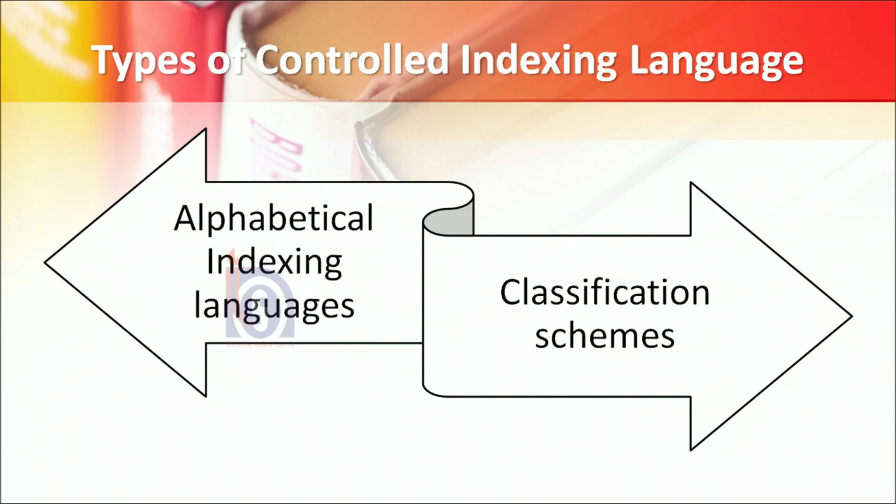Now we will discuss the types of controlled indexing languages. Basically we have two types of controlled indexing languages. One is the alphabetical indexing language, and the second one is the classification scheme. In alphabetical indexing languages, control is exercised over which terms are used, but otherwise the terms are ordinary words. In classification schemes, each subject is assigned a piece of notation. The usual objective of assigning notation is to place a subject within context with respect to other subjects.